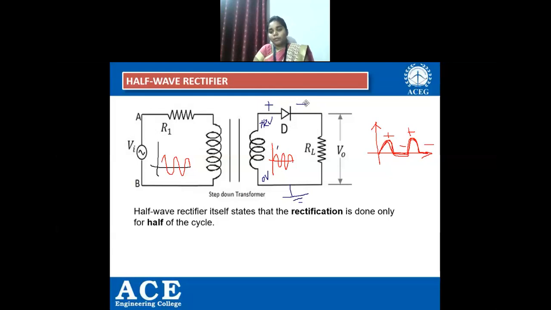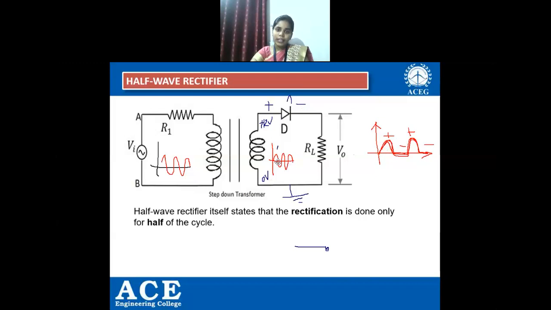When it is higher potential here and lower potential there, your diode is acting as a closed switch. When your diode is a closed switch, what is it doing? It is allowing the current. That is why whatever positive you are giving here is seen here, for the first positive half cycle. That is this.